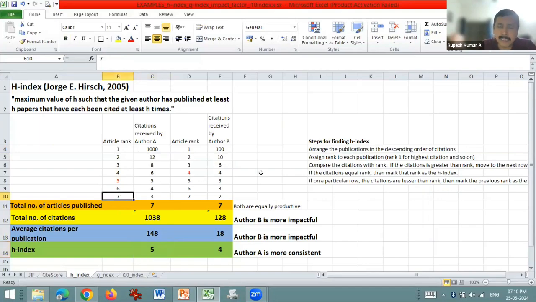So when can it become more than 7? Please answer this question. I'll see the chat box. When can H index of author A become more than 7? Let's say 8. When can it become 8? What are the conditions?